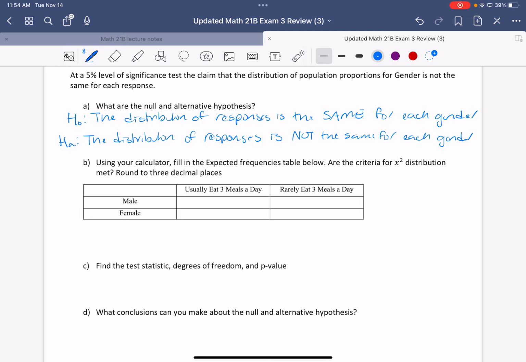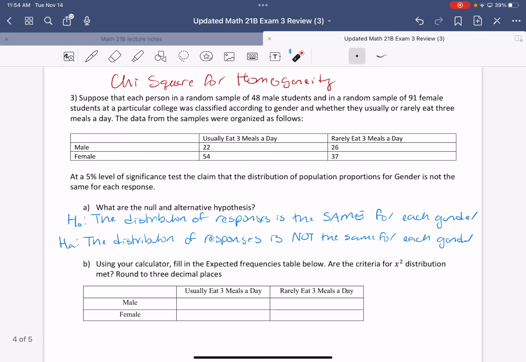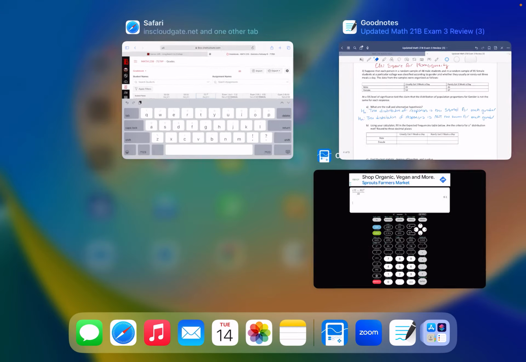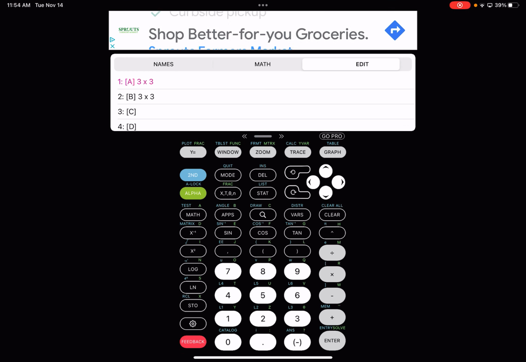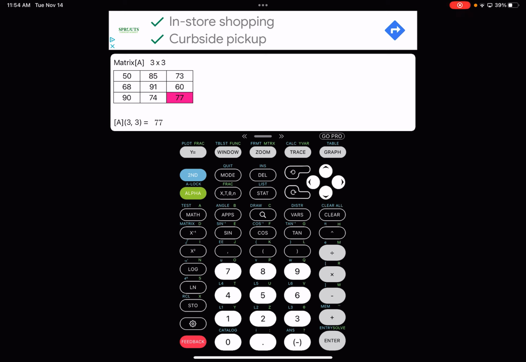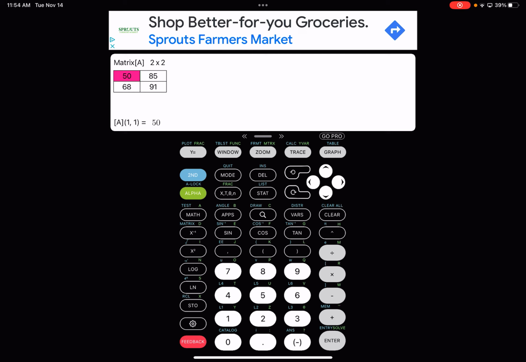Fill in the expected frequencies table, and then are the criteria met? So we know to do this, we need our matrix, right? I'm going to take this data that's given to us and enter it into matrix A. So second matrix, edit. How many rows and how many columns? 2 by 2. Good. 2 rows by 2 columns. Enter in your data.